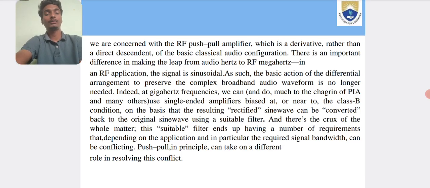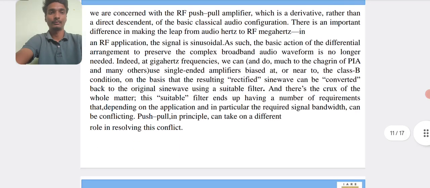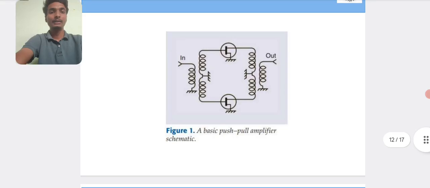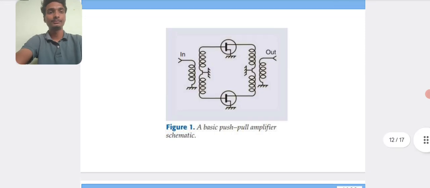This suitable filter ends up having a number of requirements that, depending on the application and in particular the required signal bandwidth, can conflict. Push-pull, in principle, can take on a different approach to resolving the conflict. So this is a figure of a basic push-pull amplifier schematic.